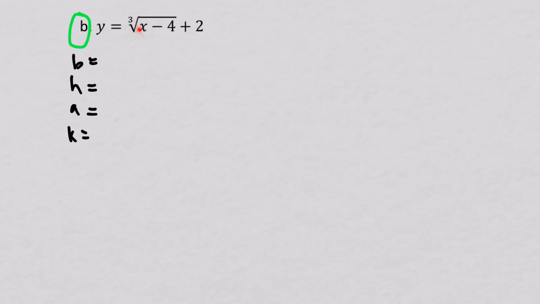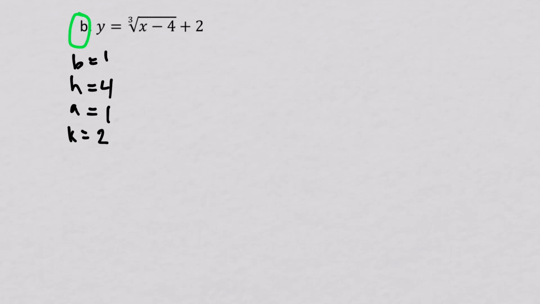In this case, B is next to X, right? That's just 1. H is also inside there with X. In this case, it's 4. A is 1 also because it's always out here in front. Since I don't see anything there, that's a 1. And K is positive 2. This is going to be an easy transformation.